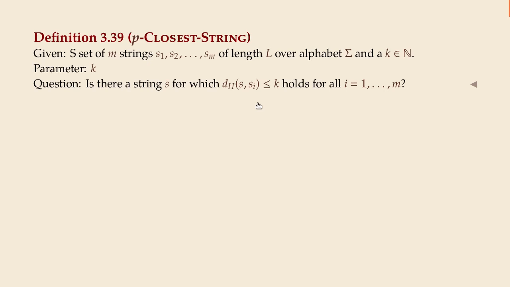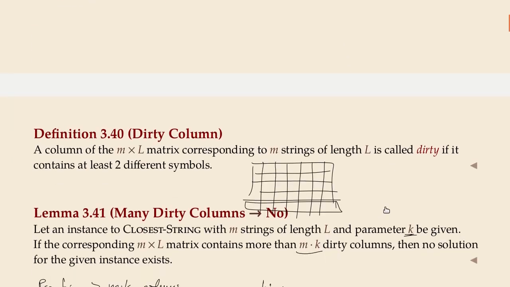I told you last time that in practice, you're often even interested in a generalization where you're not looking for a consensus for the whole string, but only a substring, which can be at a different position in each of the input strings. And that problem is most likely even hard to solve by an FPT algorithm. It's a W1-hard problem. But for the closest string problem itself, we'll see that we can find an FPT algorithm.